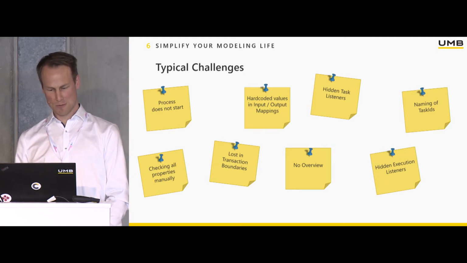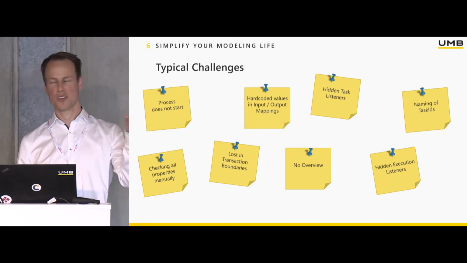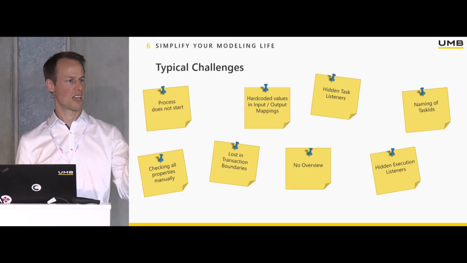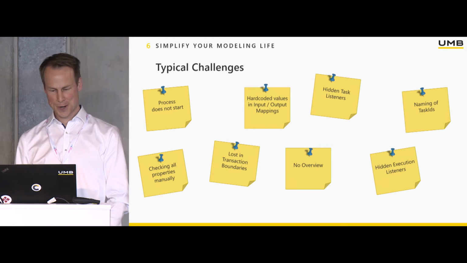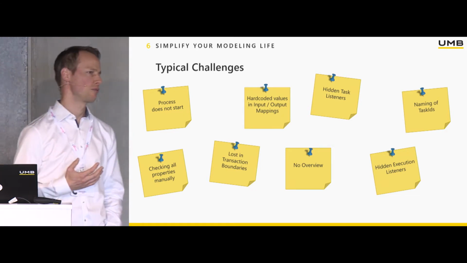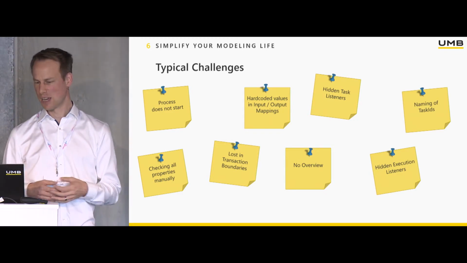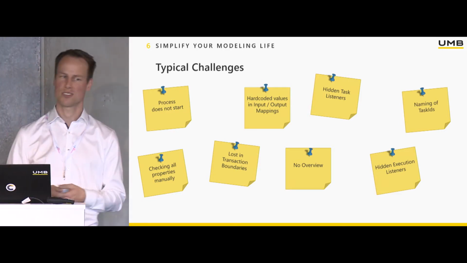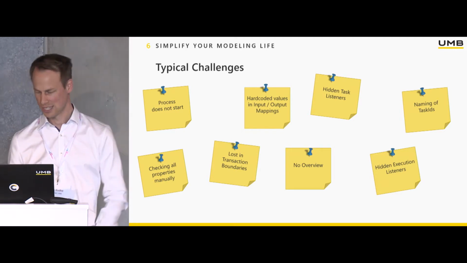Same with transaction boundaries. We have seen the process was running perfectly fine, but since there was a transaction boundary at the end of the start event, we didn't get the result that we expected. So basically, we don't have an overview. We can't see at a glance what's going on. And that is the idea of the BPMN model, right? To see at first glance what's happening, so that we don't have to dive into the code.